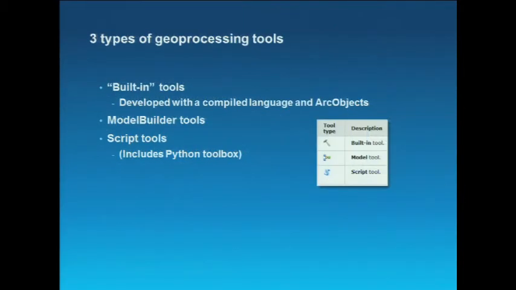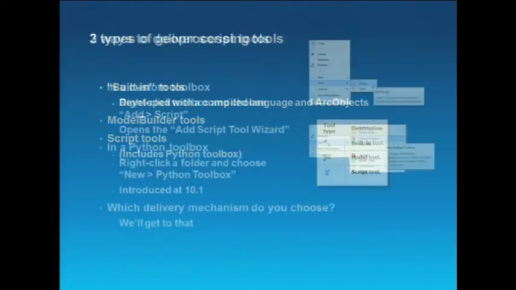So as you know, there's three types of geoprocessing tools. There's the built-in tools. Those are the ones that we build with a compiled language, C# or C++, using ArcObjects. You can build them with other languages. There's model builder tools built with model builders, and there's script tools, which includes Python toolbox. And that's what we're talking about today.